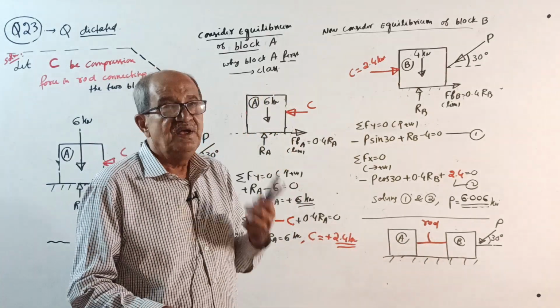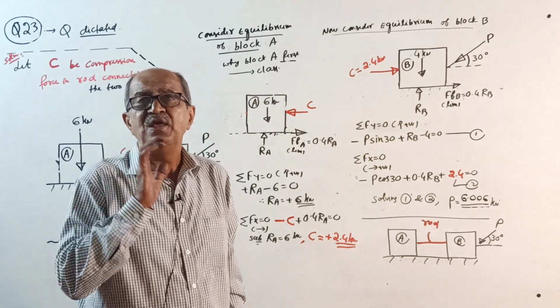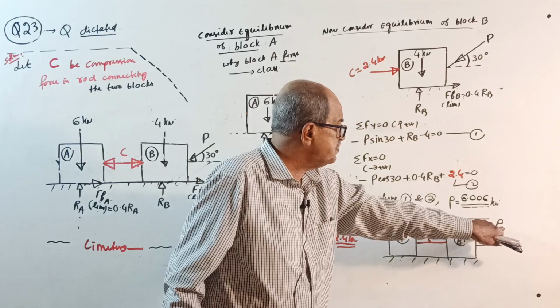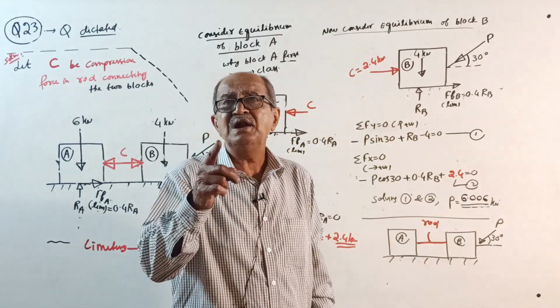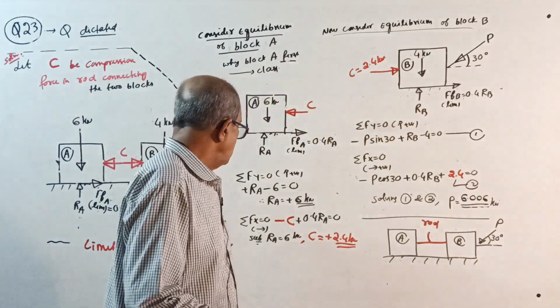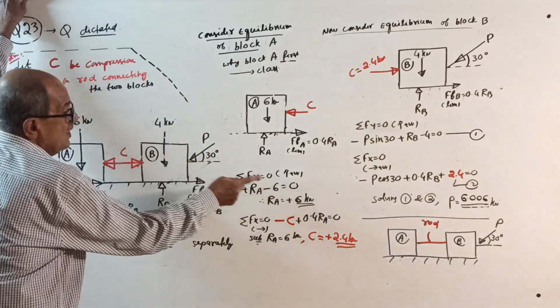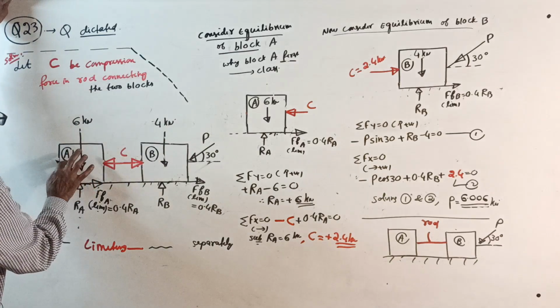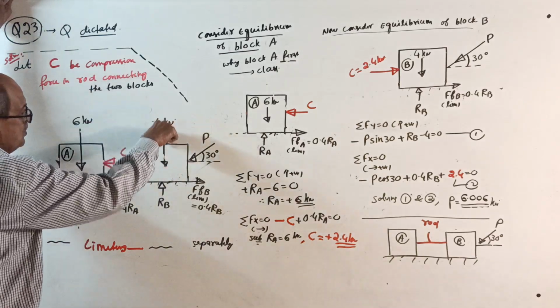Then find the least value of inclined push P required to start motion. Once again, sketch here. Question copied. A 6 kN, B 4 kN.